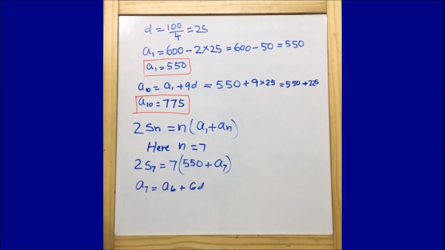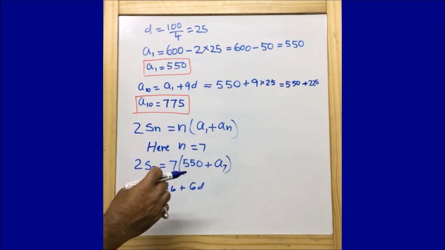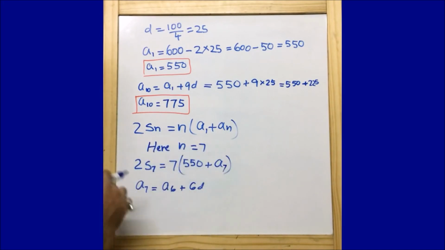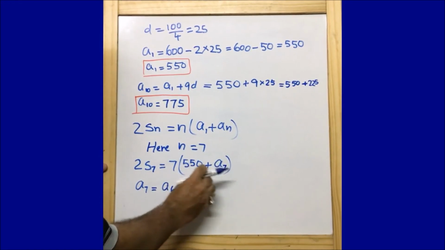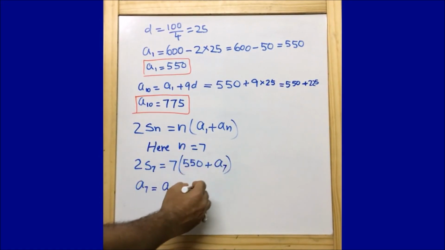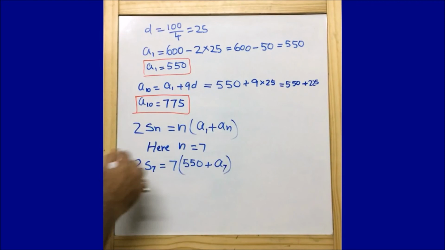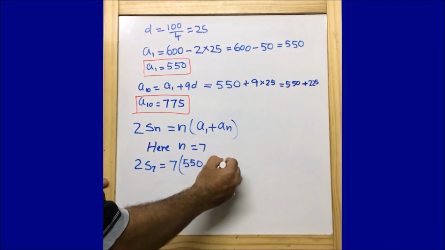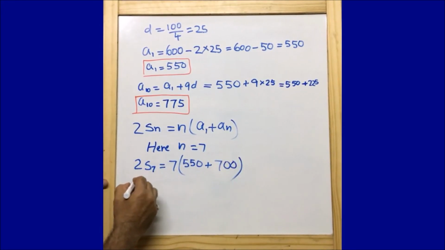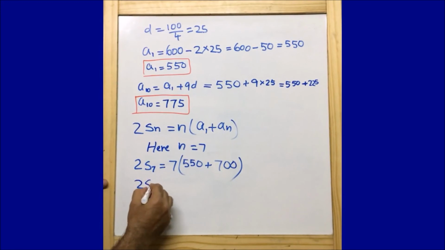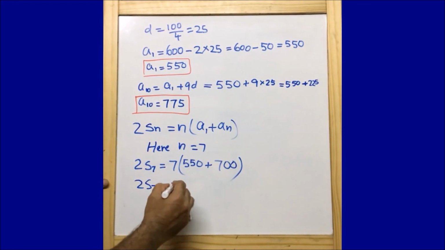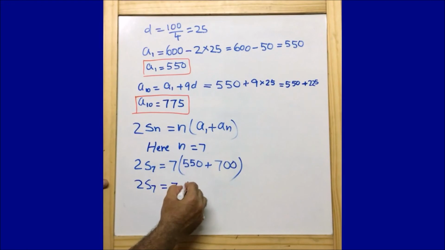Okay, so guys, just one confusion: we very well know the value of a7, so why are we searching here and there? The value of a7 is nothing but 700. Here an is a7, because we are going to find out the 7th term. So clearly I can write the value of a7 is 700, or I can write 2S7 is equal to 7 into 1250.